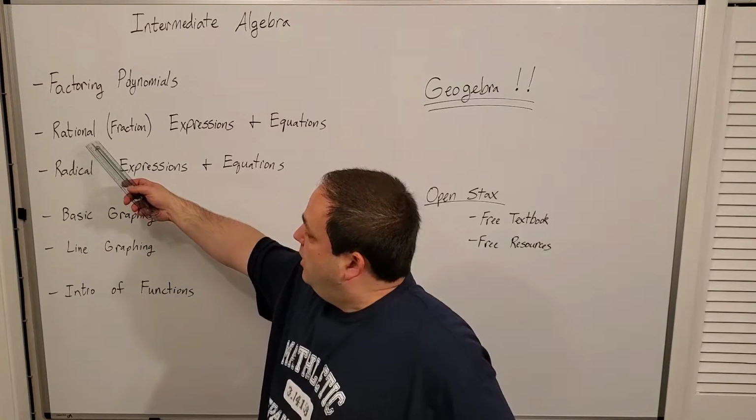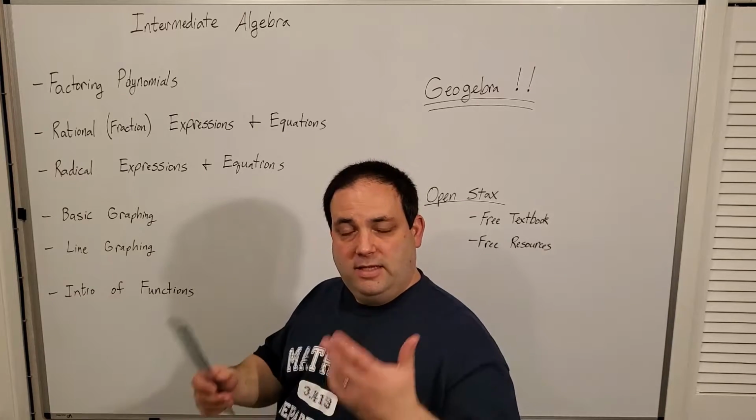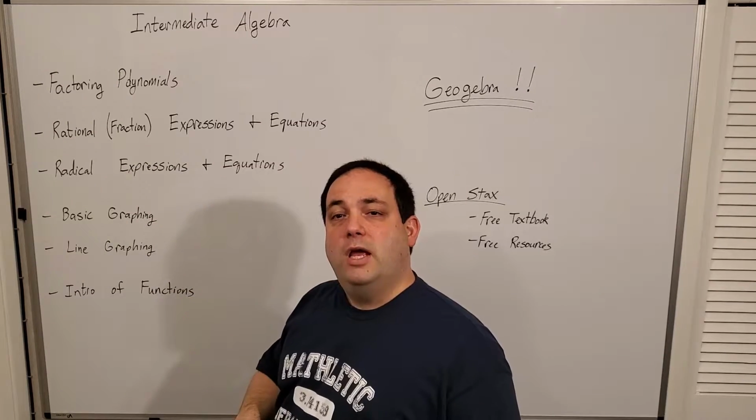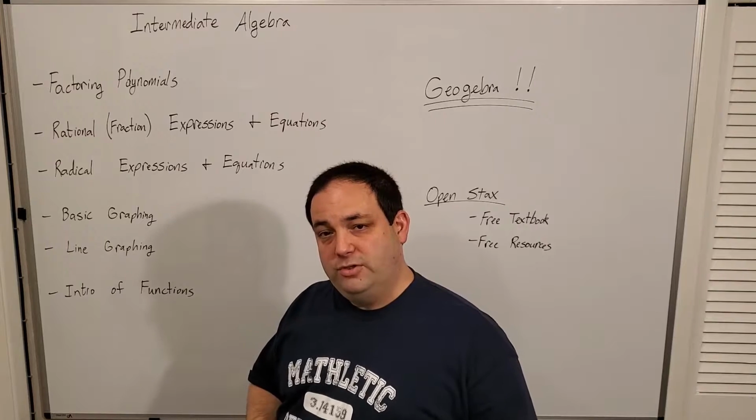From there, we talk about rational and radical types of objects, things that are expressions, things that are equations. We learn how to simplify both. We learn how to manipulate both. We learn how to solve both types of those equations.